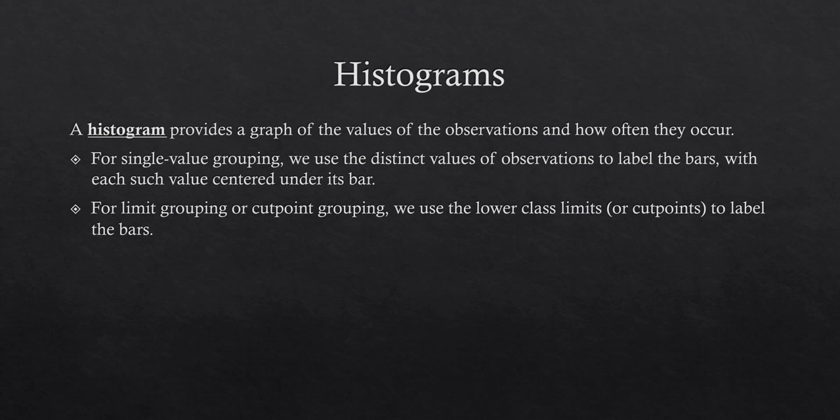All right, now what is a histogram? A histogram is a graph of the values of observations and how they occur. Now, for single value grouping, of course, we're going to have distinct values. Remember, we had 0 to 6 for the households. You're going to have distinct values to label the bars with. For limit grouping, you're going to use the limit or cut point. You're going to use the lower class limits to label the bars, okay? And I'll show you an example of that here in just a minute.